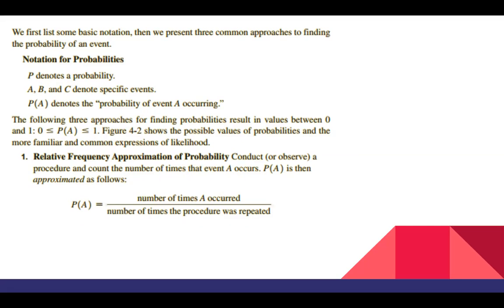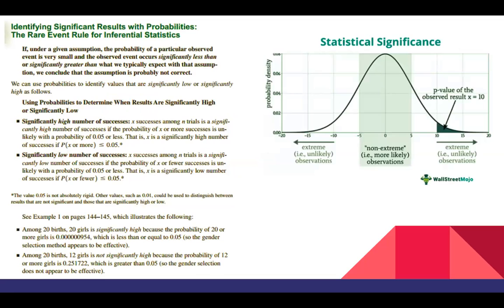This time we can calculate the probability of A by placing the number of times A occurred over the number of times the procedure was repeated, right? And this is referred to as the relative frequency approximation of probability. So now let's look at significant results and how it relates to probability.